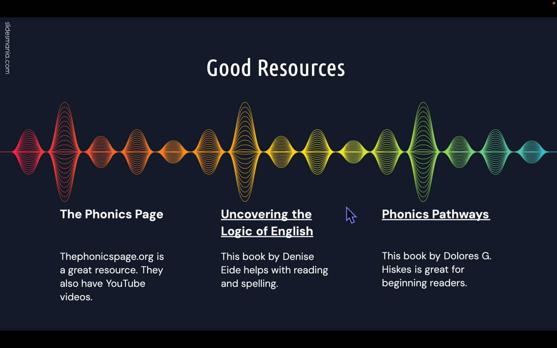And if you have a beginner reader, a great place to start is Phonics Pathways. That's what I used with my kids when they were little. It only goes up through maybe a second grade reading level, however. So once your child can read, say, Dr. Seuss or Frog and Toad books, then it might be time to start working on the syllable division more.